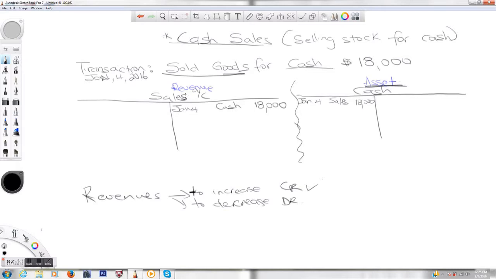And there's another reason we credit sales. Remember, sales decreases inventory. Inventory is an asset. To decrease an inventory, we credit. To decrease an asset, we credit.